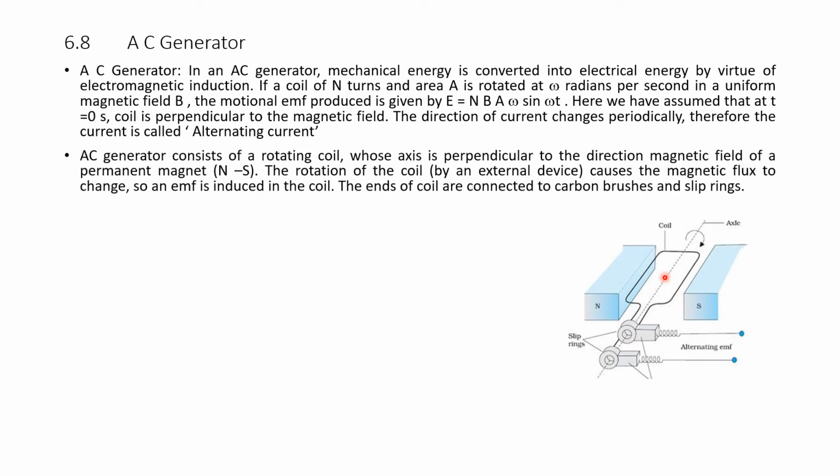An AC generator consists of a rotating coil whose axis is perpendicular to the direction of the magnetic field of the permanent magnets N and S. The coil is rotated by an external device, which causes the magnetic flux to change. That is, the flux between N and S changes due to rotation of the coil, and EMF is induced in the coil. The ends of the coil are connected to a carbon brush through slip rings.